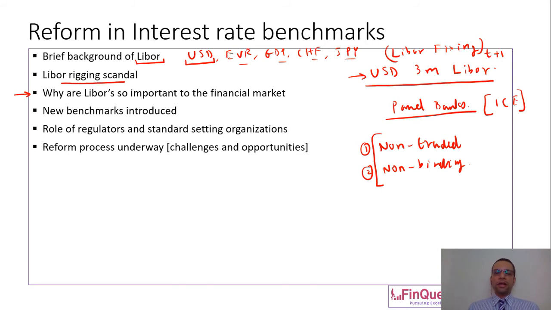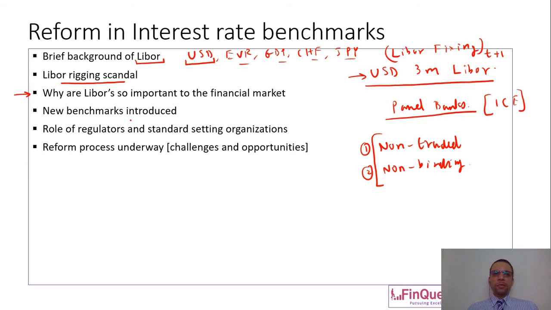Now, something which is non-traded has a potential to get rigged. That's what precisely happened for LIBORs. And next, these are non-binding. Panel banks may submit these rates to ICE. However, it's not binding on these panel banks to actually transact on these rates. There's no guideline which says that they have to transact on these rates which they quote to the ICE. So that's why these become non-binding in nature. So these two were primary weaknesses around LIBOR benchmarks, and this is the reason why the LIBOR rigging scandal could happen, because something which is not traded can be rigged.